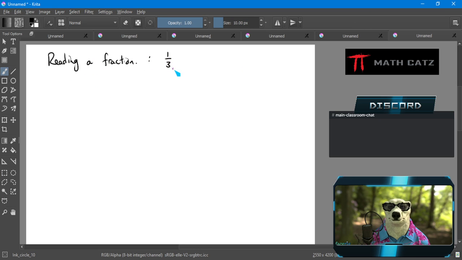So a fraction like 1/3. Even though what you see is only 1/3, that's not the full sentence. Attached to this are the words "of a whole." Could be a whole circle, could be a whole rectangle, doesn't even matter what the shape is. I'm going to pick rectangle. Those words are always there, whether you see them or not.